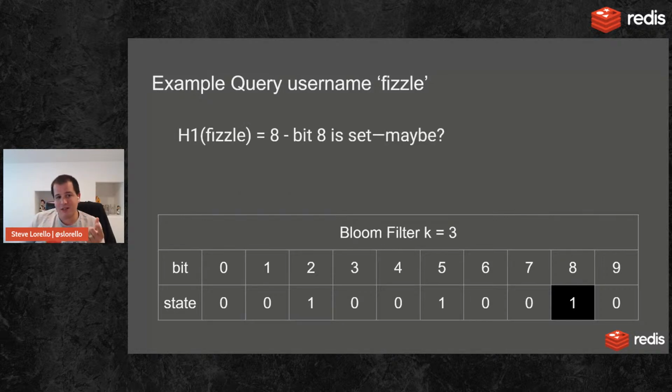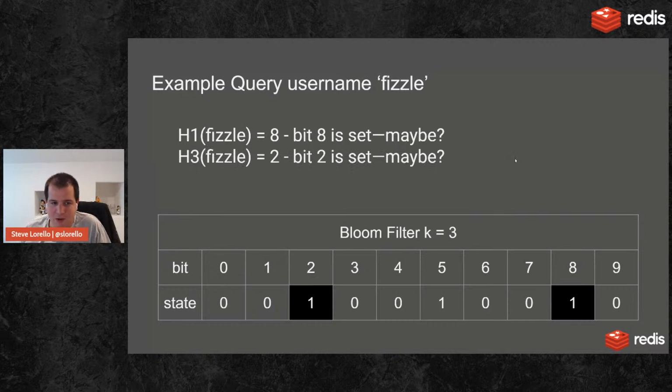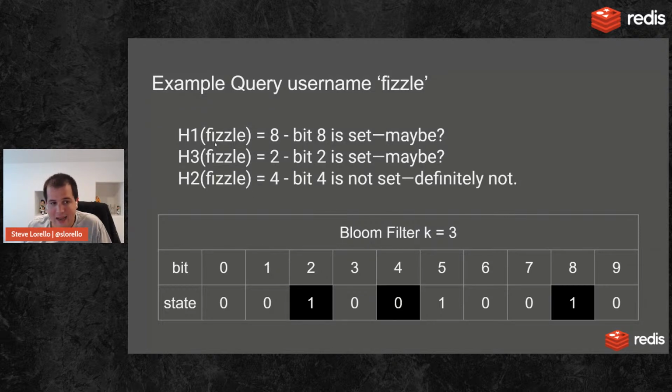Now, if we wanted to query another username, say Fizzle, well, h1 of Fizzle comes out to 8. Now, bit 8 in here is set. So we can say maybe Fizzle is in the Bloom filter. h3 comes out to 2, which is also set. So still, maybe we can't say definitively whether Fizzle has been inserted into the Bloom filter or not. And h2 of Fizzle comes out to 4. Now, bit 4 is not set. So we can tell you definitively, no, Fizzle has not been added to this Bloom filter.